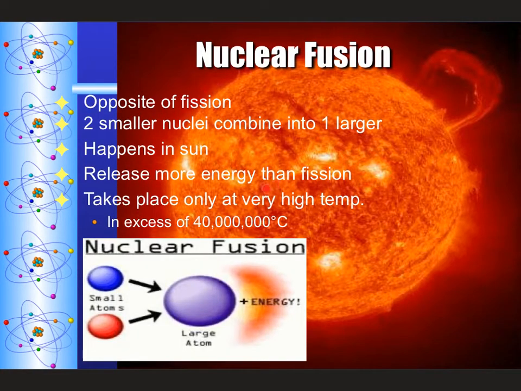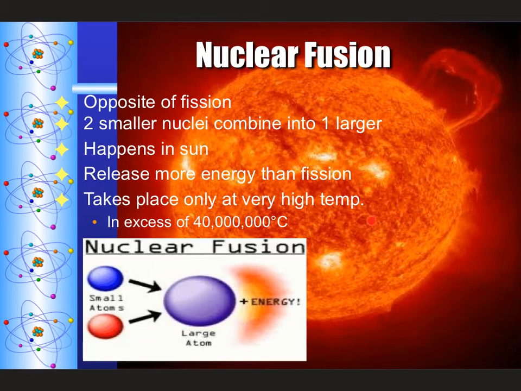The most powerful, where the most energy would be, is fusion, where you're not breaking apart a nucleus, you're actually fusing, thus fusion, you're putting the two together. And so this happens all the time in our sun. It's actually what powers our sun. Our sun is constantly converting hydrogen into helium.